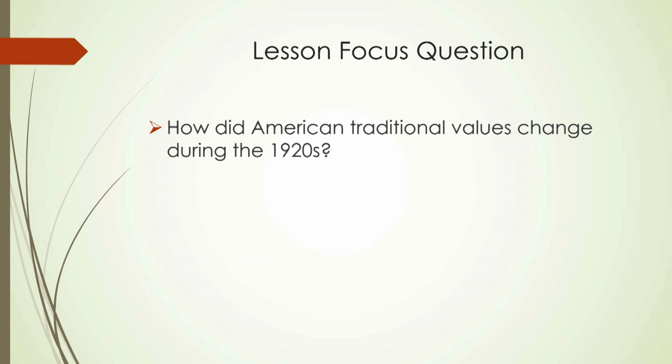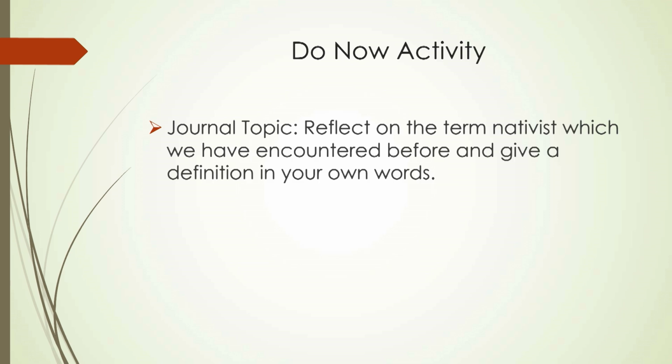Today, we're going to look at our lesson focus question, which we will answer. This is, how did American traditional values change during the 1920s? Do now activity, we'll start with that. Take out your journals, write down the statement, and let us know what you think. It says, reflect on the term nativist, which we have encountered before, and give a definition in your own words. Now, that should be easy because I just went ahead and helped you with that. So go ahead, take a few moments, write down a definition for nativist in your own words.